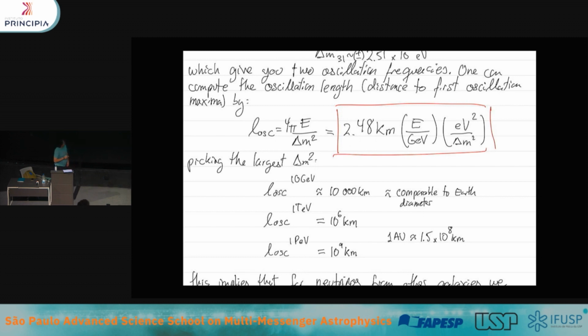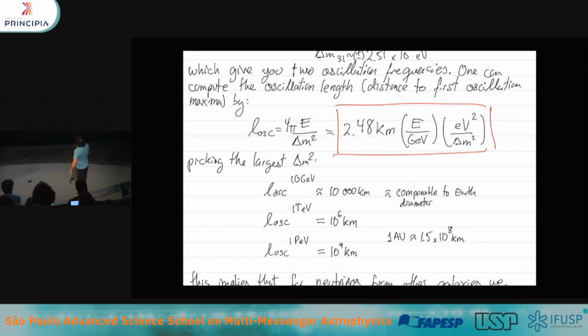So that means that if I have a 1 GeV neutrino for 1 electron volt squared, it goes about 2.5 kilometers distance. If I want to think about the shortest oscillation length, the distance that is closest to me, I have to pick the largest of the mass square differences. If I do that, for a 10 GeV neutrino the oscillation length is about 10,000 kilometers. That is roughly comparable to the diameter of the planet.